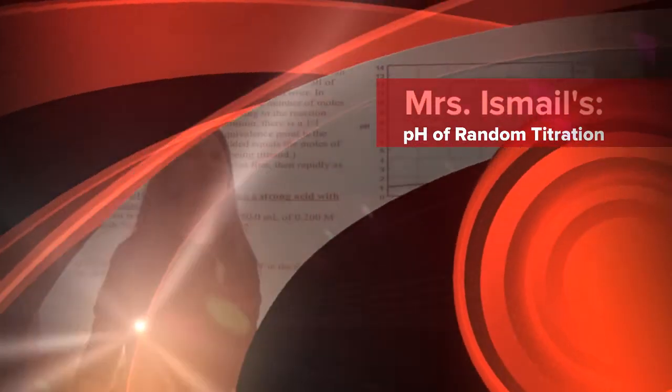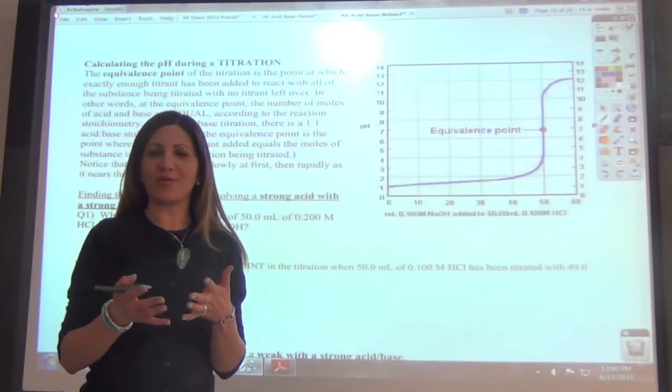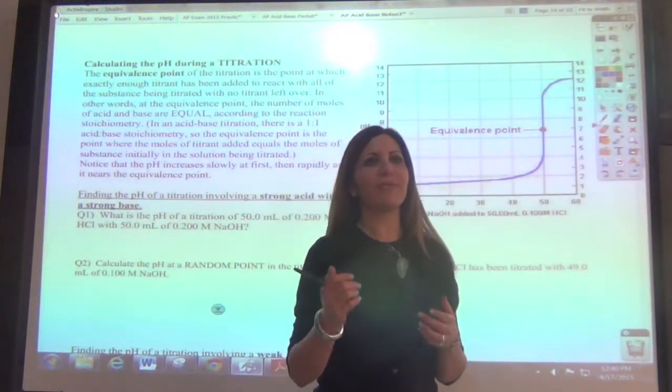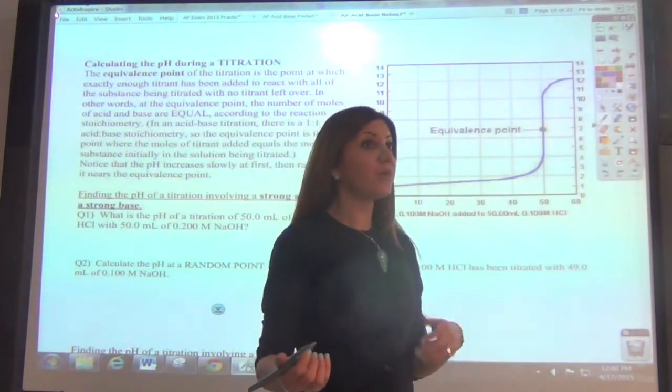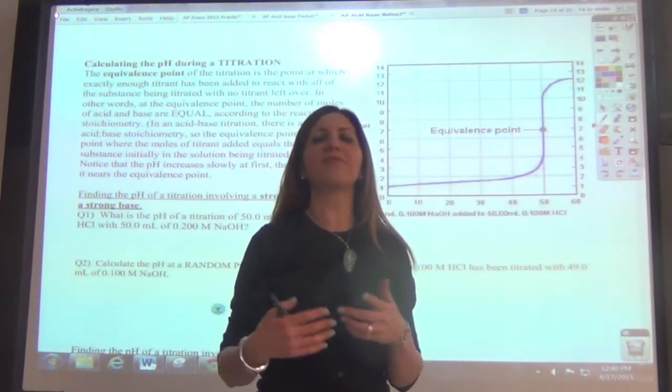Okay, welcome. So what we're going to be talking about today is how do you calculate the pH during a titration, okay? What we've done in the past is calculations using MAVA equals MBVB, or M1V1 equals M2V2. So let's go back. M1V1 equals M2V2 is simply for dilutions.